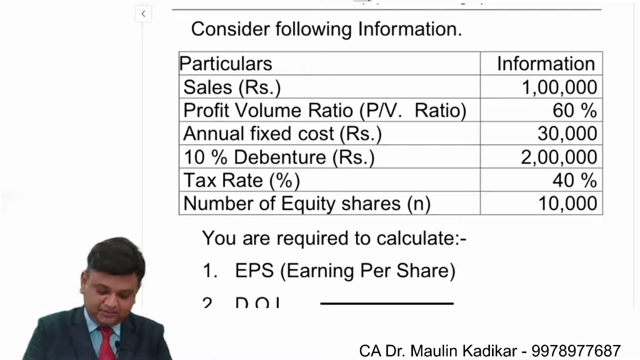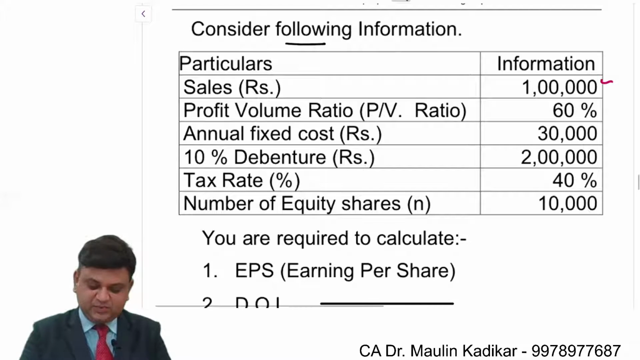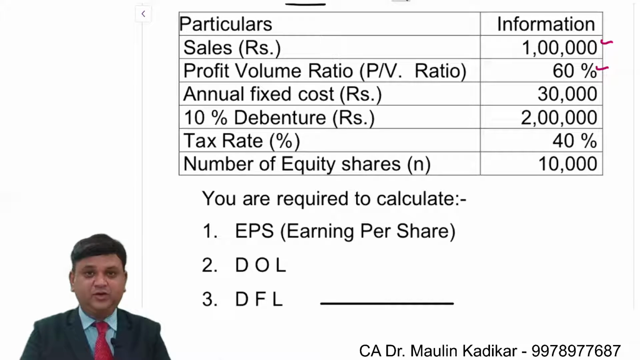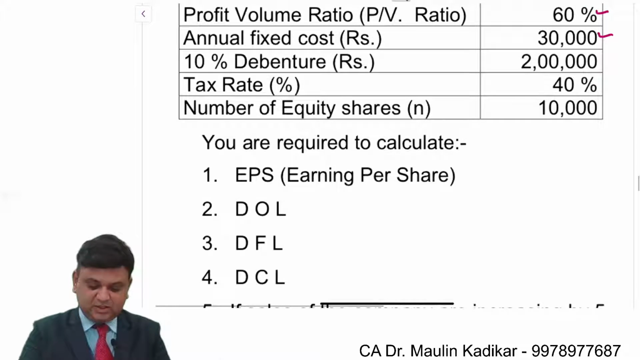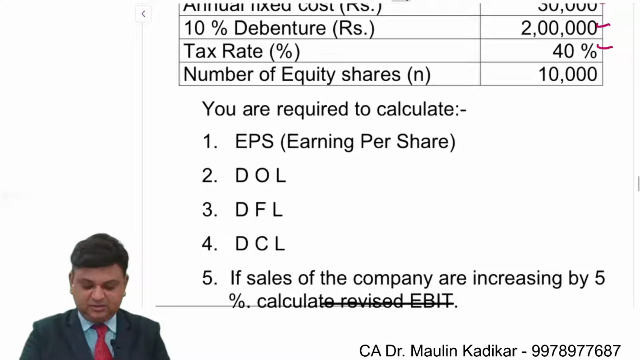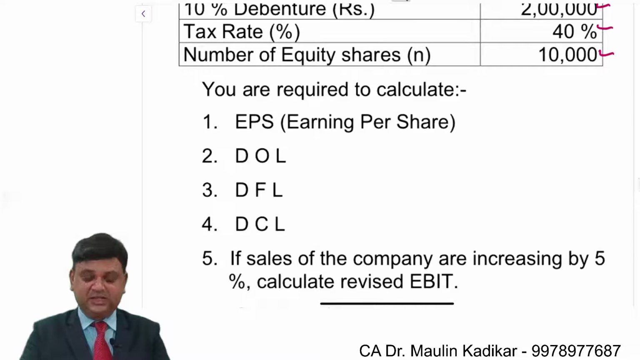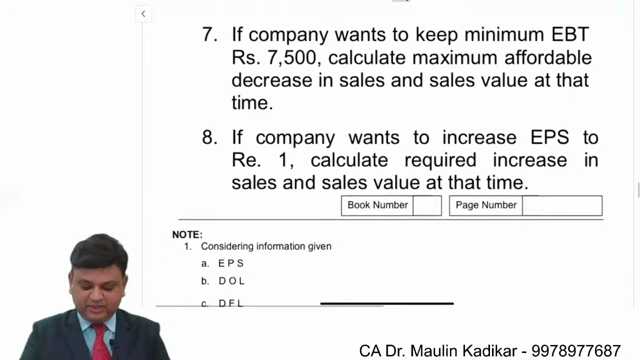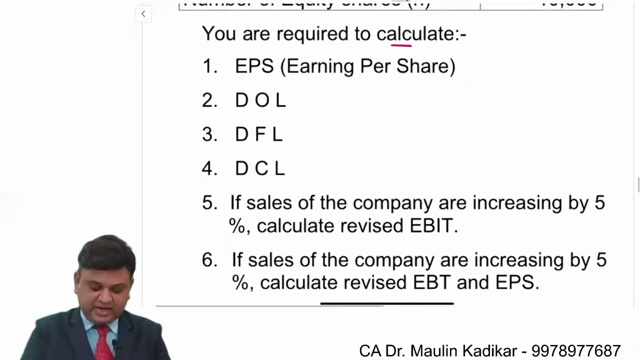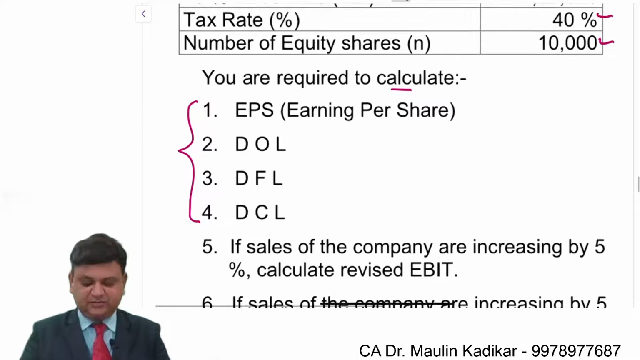Next question. Consider the following simple information. Sales is 1 lakh. Profit volume ratio is 60 percent. Fixed cost is 30,000. 10% debentures of rupees 2 lakhs. Income tax rate is 40%. Number of equity shares are 10,000. You are required to calculate. A few questions are provided to us. I want you to make the calculation of the answers of the first 4 questions first of all.